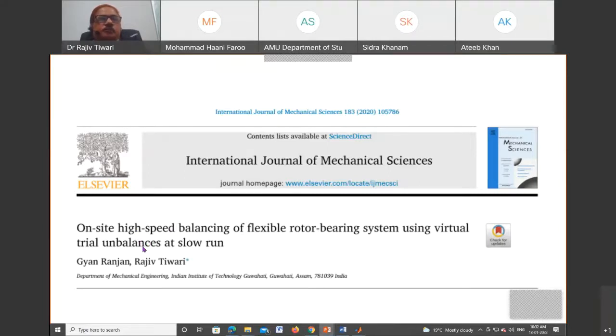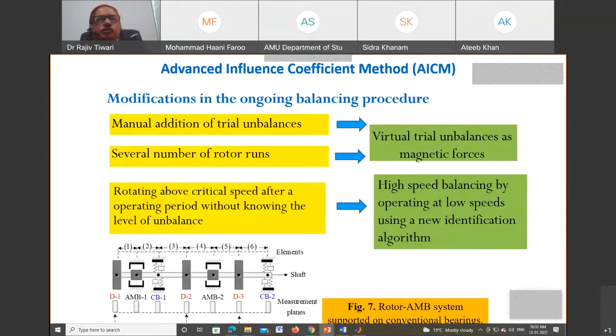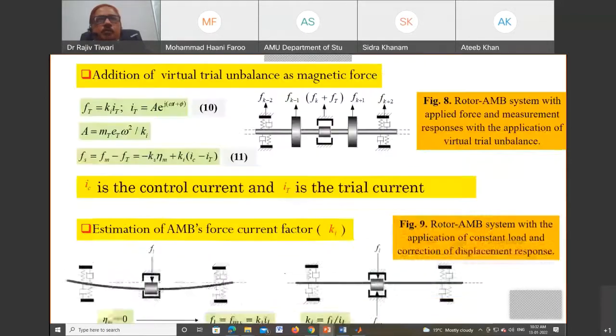That means instead of putting physical trial masses on the disc, we use the magnetic force similar to the unbalance, so there is no need to stop the machine to put the physical unbalance in. Directly through the magnetic bearing during running condition, we are able to give a similar effect as the unbalance using virtual trial unbalance. So this was another work. The detailed algorithm is available in that paper. I will not go into that.